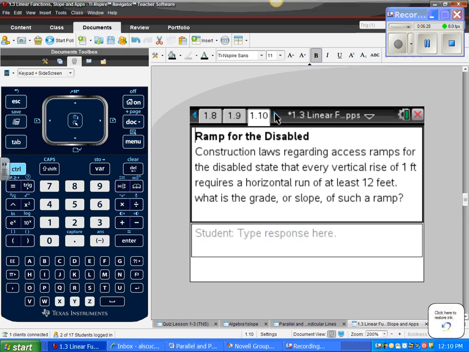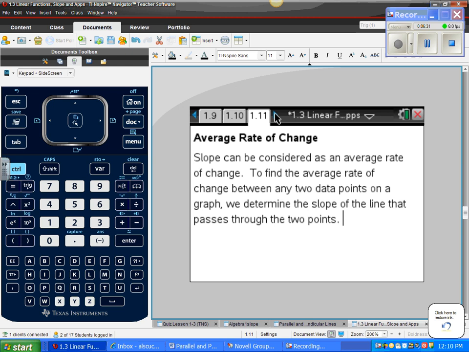Okay, next page. Average rate of change. Slope can be considered as an average rate of change. To find the average rate of change between any two data points on a graph, we determine the slope of that line that passes through the 2 points. So average rate of change is simply the slope. It's just kind of written in different terms.